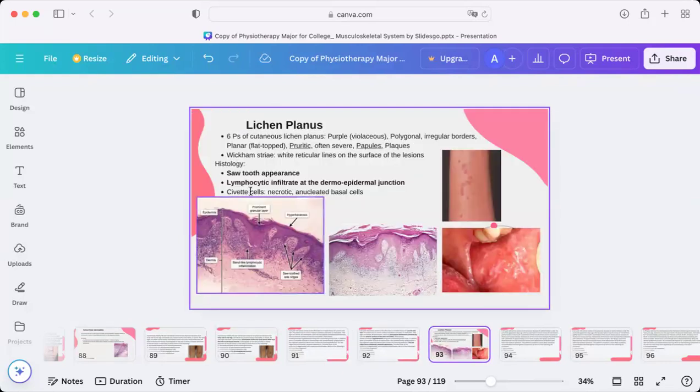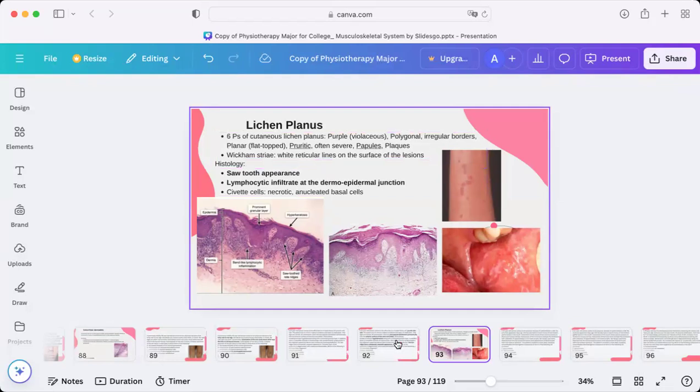So yeah, guys, the civet cells are going to be the necrotic anucleated basal cells. A little bit low yield in my opinion, but you never know. Sawtooth appearance, extremely high yield. Lymphocytic infiltrate at the dermoepidermal junction, come on, it's high yield. I would memorize that if I could.